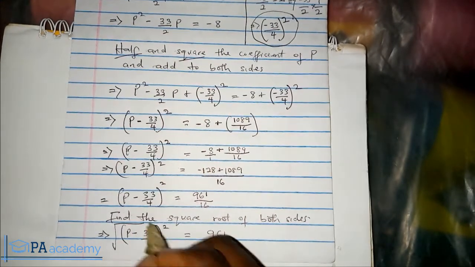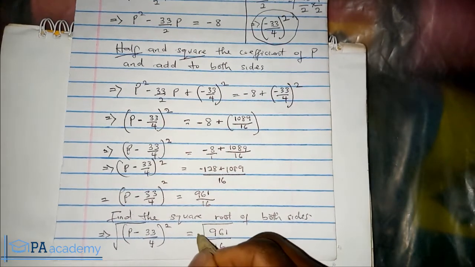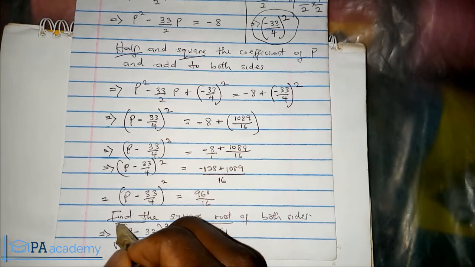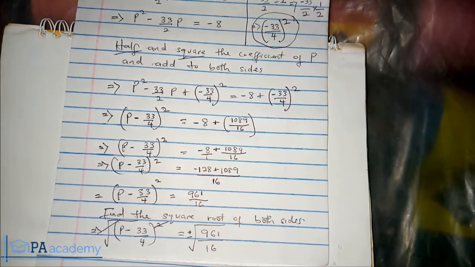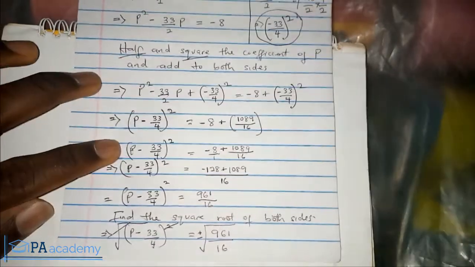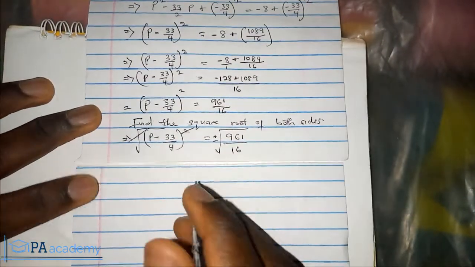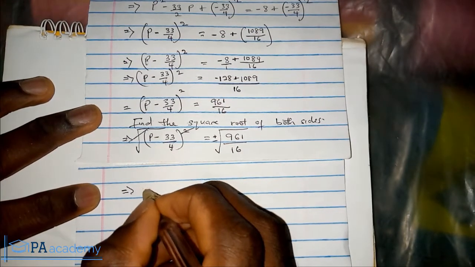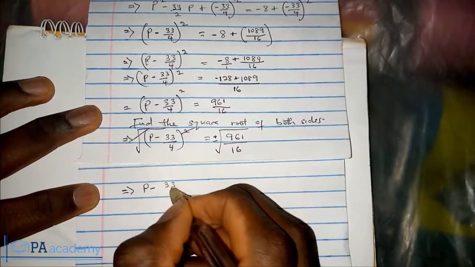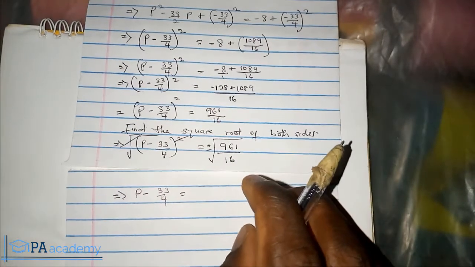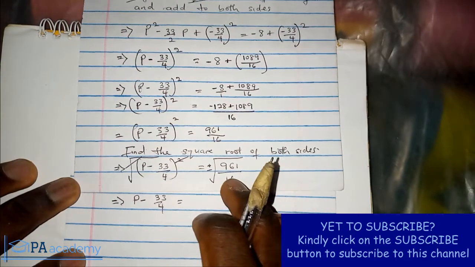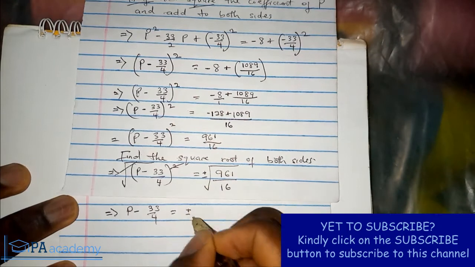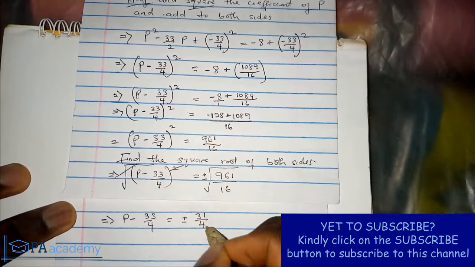So now let me add the square root. Once we add the square root at this point, we don't forget the plus or minus. So this square root will cancel this square. So let's continue here. What we are going to have is p - 33/4 equals the square root of 961, that is 31, and the square root of 16 is 4. So that will give us plus or minus 31 over 4.